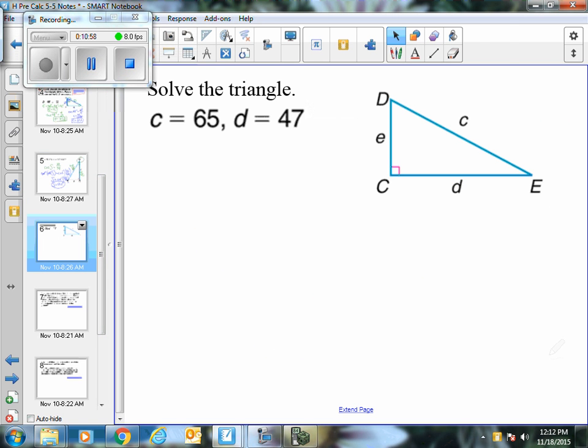So solve the triangle. What that means is they want you to find everything. All right, so side C is 65. Side D is 47. So I don't know either angle E or D, and I don't know little e either.